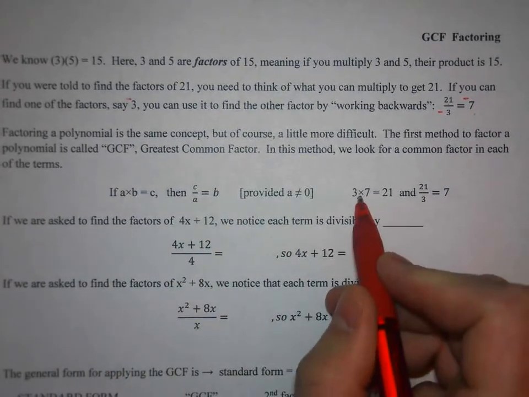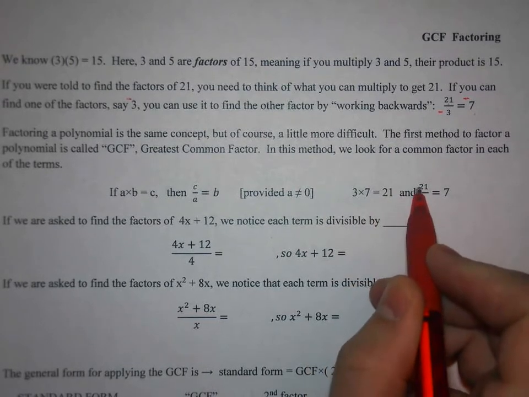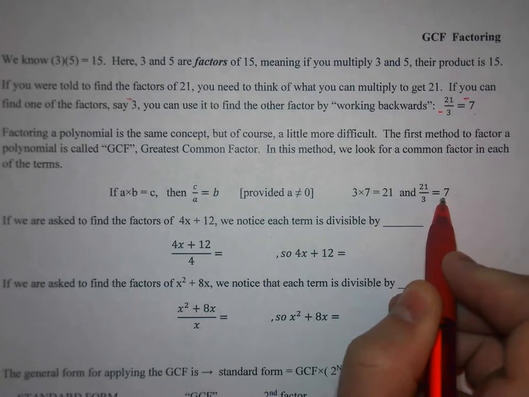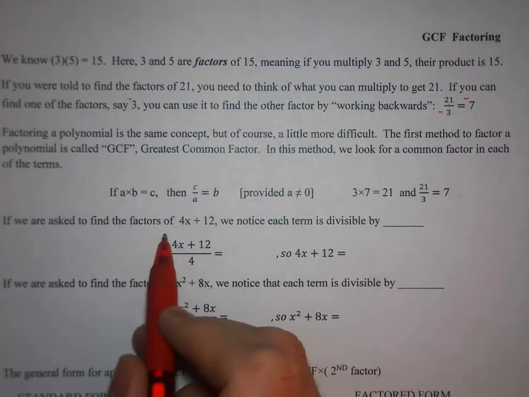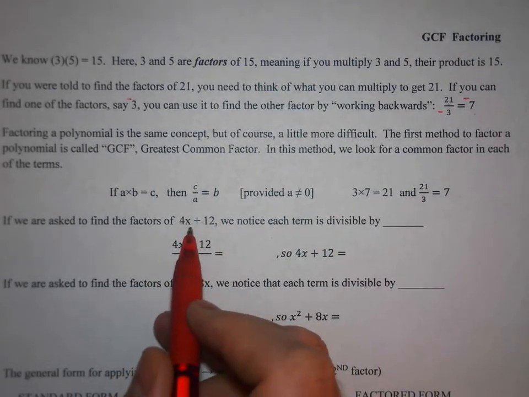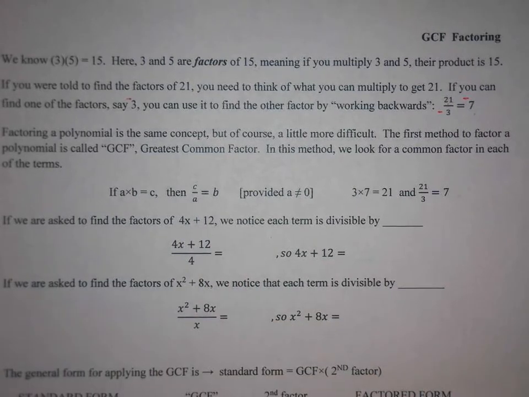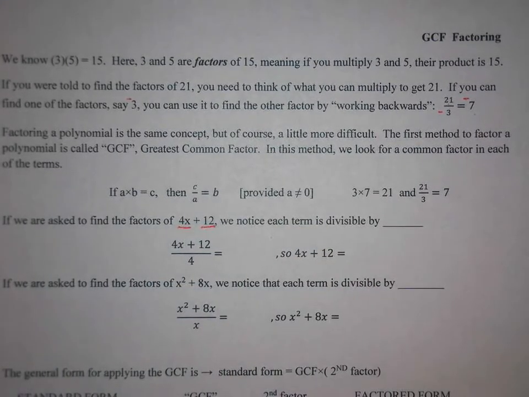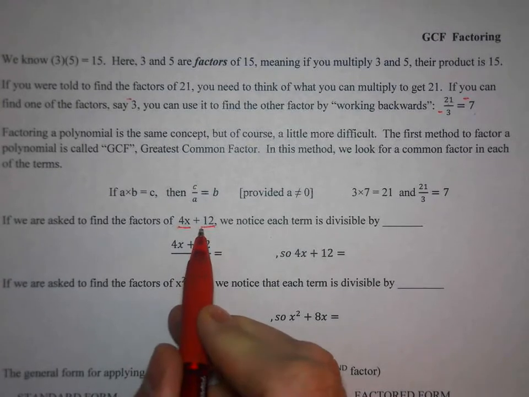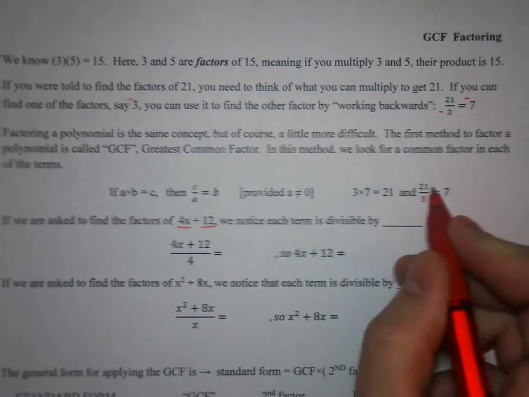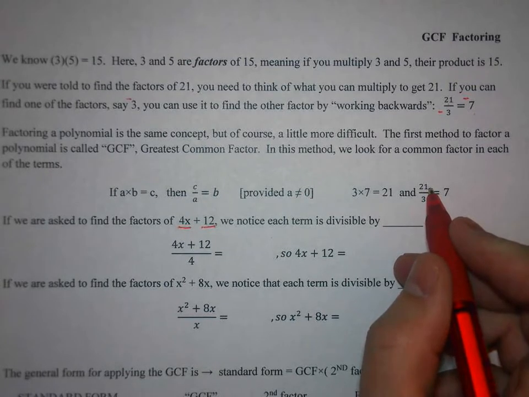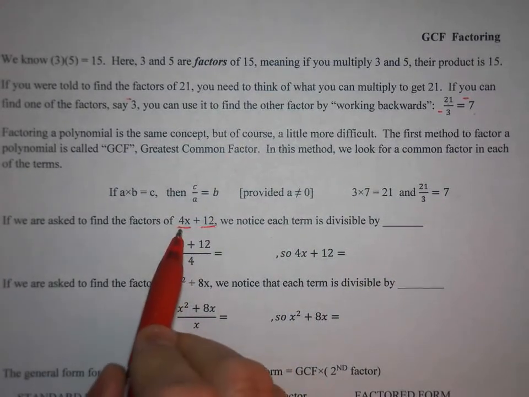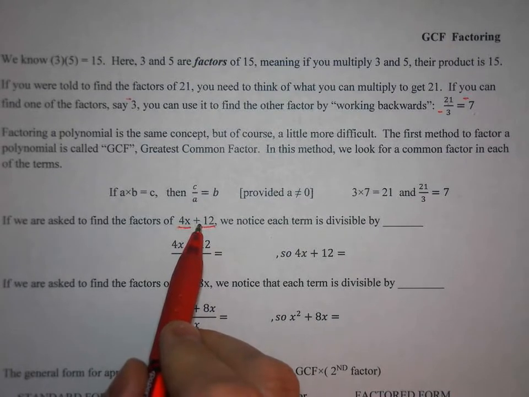So again, the idea here, 3 times 7 is 21. We could also say that 21 divided by that factor of 3 will give us the other factor of 7. So if we're asked to find the factors of 4x plus 12, we notice that each term is divisible by what? Well, the first term is 4x, the second term is 12. So that 4x plus 12 is kind of the same idea as knowing the 21 here. So if we can find a number or variable combination that we can divide into 4x plus 12, that'll give us one of the factors.